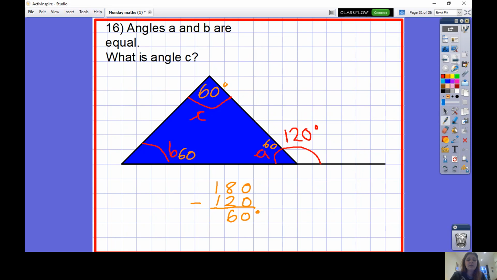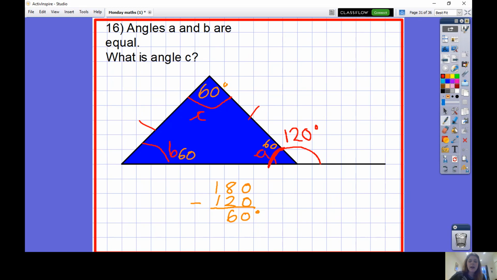And finally, if you were solving this one, you needed to find angle A first, knowing that it's adding up to 180 degrees. So that's 60. Then, because it's an isosceles triangle, you know that's also 60, which means you're doing 60 add 60 is 120. 180 subtract 120 is 60 degrees.